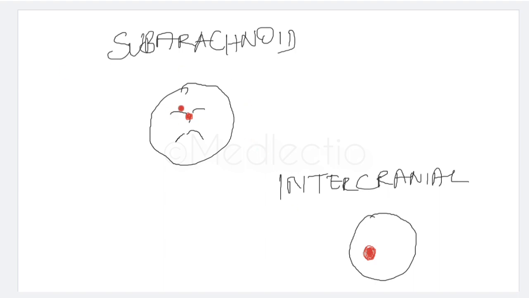So these are the four hematomas and hemorrhages. You need to remember the photos. Most importantly, these three, since intracranial rarely comes in the exam: subarachnoid, subdural and epidural.